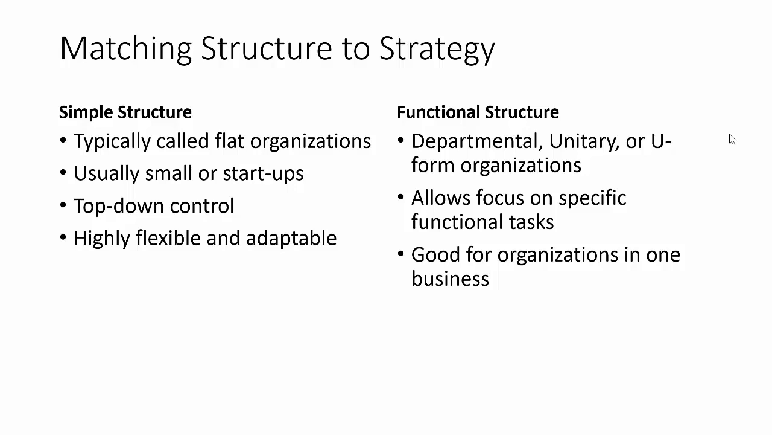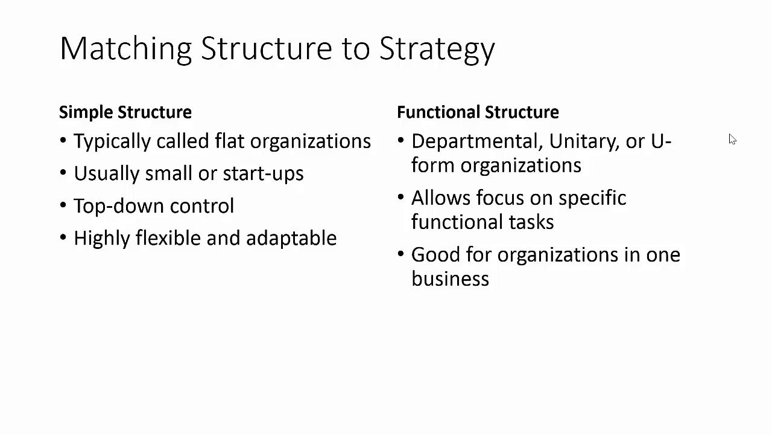So a simple structure is what you often find inside an entrepreneurial startup or a small firm. They're very top-down control kinds of organizations. We typically call them flat because you'll have one person in charge and then the rest of the organization reports to that person. This can make for a highly flexible and adaptable organization because there's only one person in charge. There's only one person to ask when things go wrong. But it can also make for a very stressed out one person who's in charge.